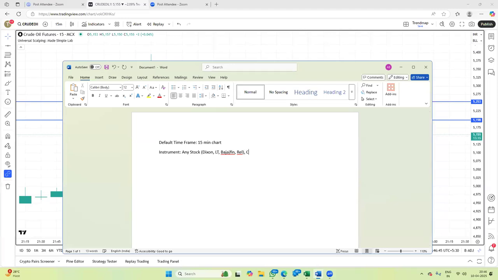It also works in commodities, like crude or gold. It even works in Forex. You can trade any Forex instrument, and you can even add it in crypto. Because of this, we name it universal scalping. But what is the meaning of universal? Universal means we can use it in any instrument.